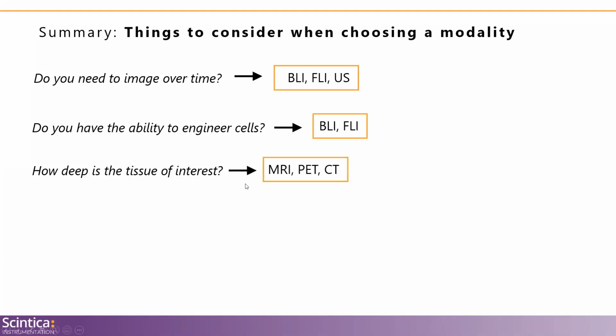And so again, this isn't always important. For groups that are looking at maybe subcutaneous tumors, your options are unlimited. But if you're looking at something that may be in the brain or the lungs, you might want to consider one of the modalities we mentioned that has unlimited depth of penetration. So for example, MRI, PET, or CT.